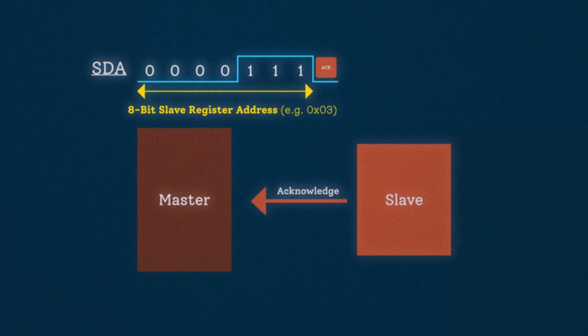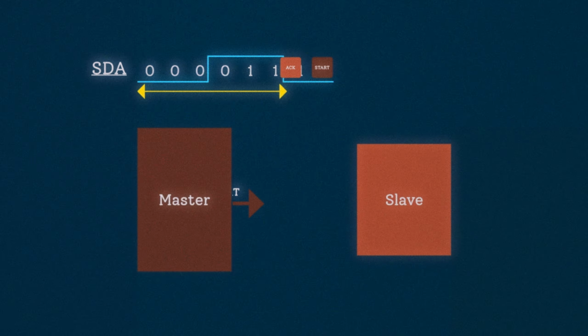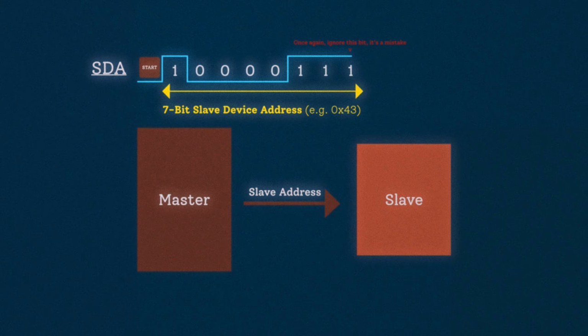Anyway, after the slave acknowledges receiving the target register address, the master can start the actual read operation. In order to start a new operation, the master needs to send another start signal. Note that we don't need to send a stop signal first, because the master only has to send a stop signal if it has no more commands to send for the time being. But if the master wants to start another operation right away, then it should send another start signal right after the previous operation finishes.